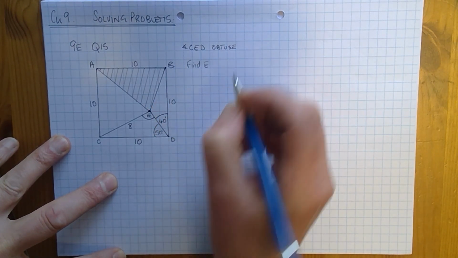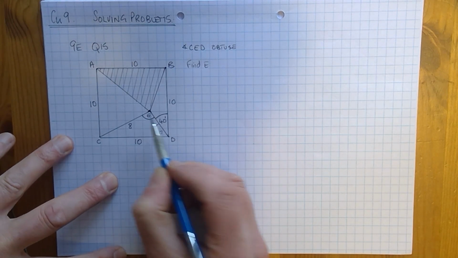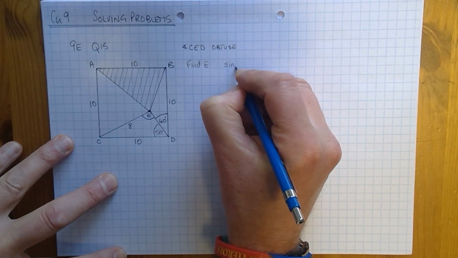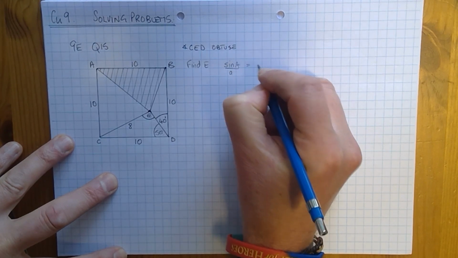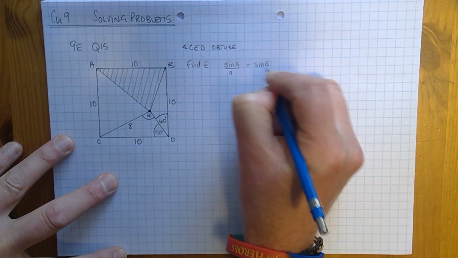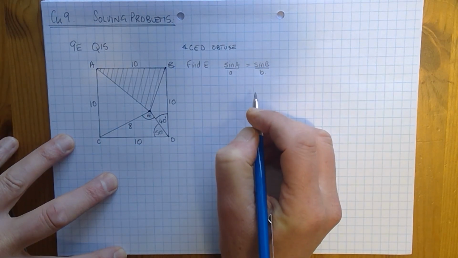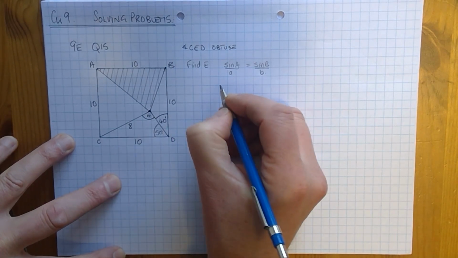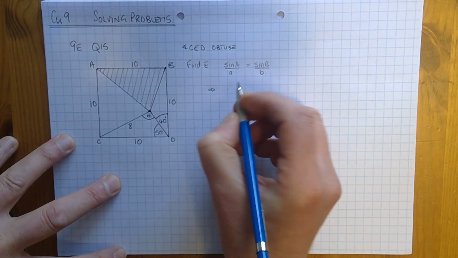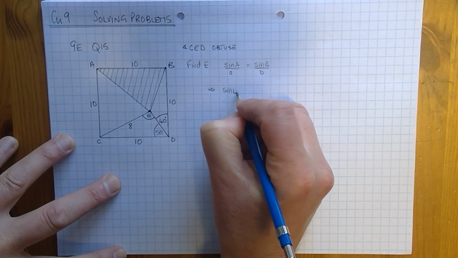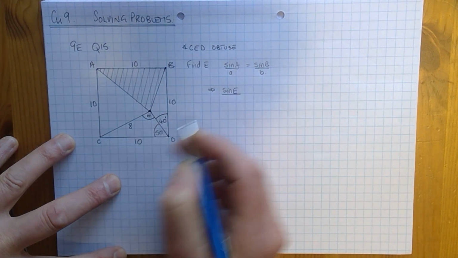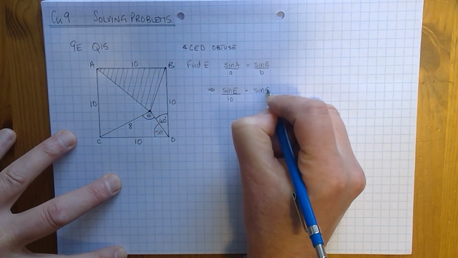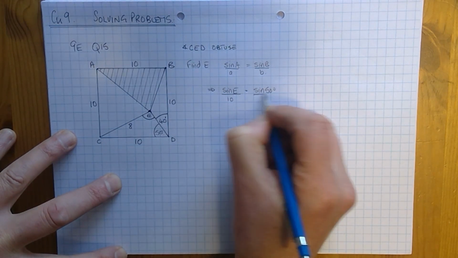I'm going to find angle E. And because I'm finding an angle, I'm going to use the sine rule. Sine A over A equals sine B over B. I'm going to use it with the angle on the top because that's what I'm finding. So let's put my values in. Sine E, that's the angle I want, divided by 10 is sine 50 over 8.